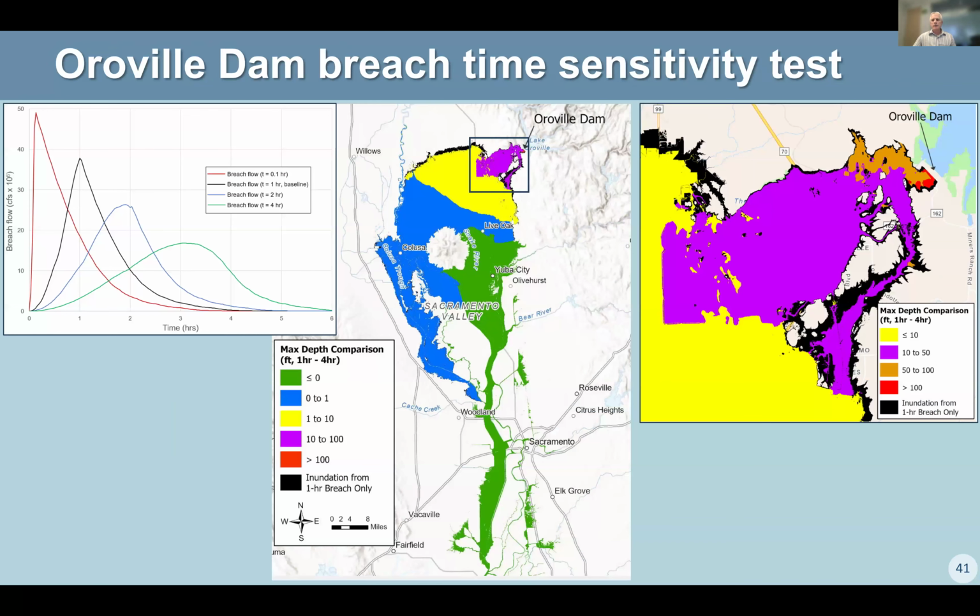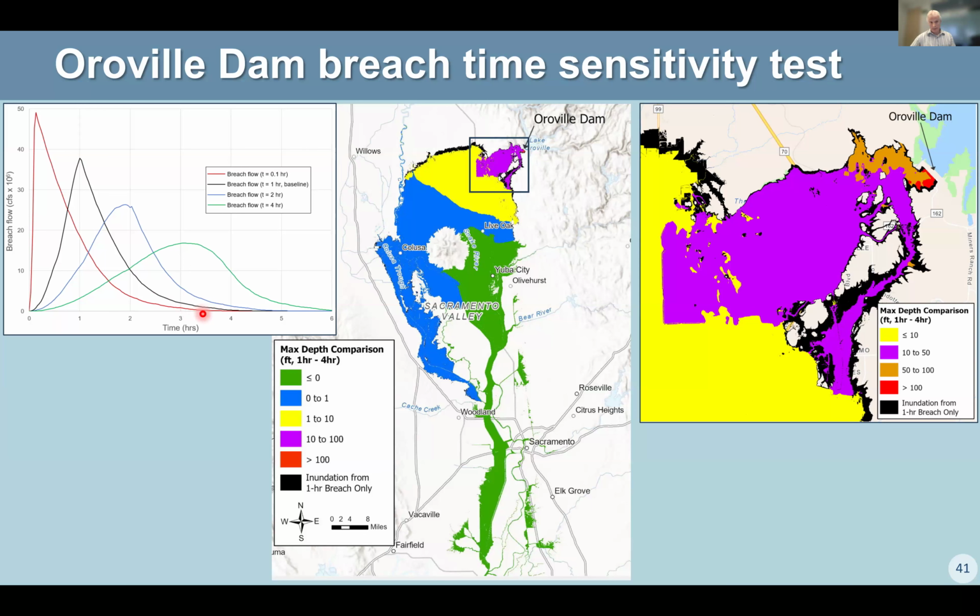Something to consider: it's hard to really know how long the breach is going to take to open. Is it 1 hour, 2 hours, 3 hours? So for all these parameters in question, we do sensitivity analyses. This is the sensitivity analysis for Oroville Dam. You can see the baseline breach is a 1 hour breach.